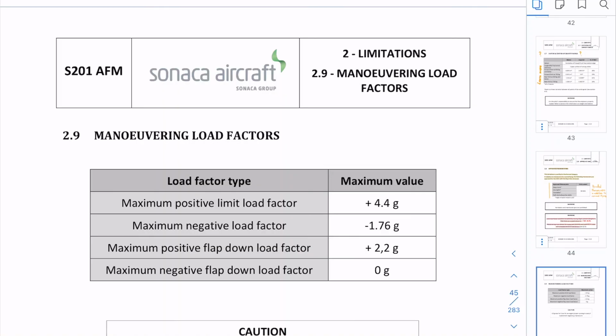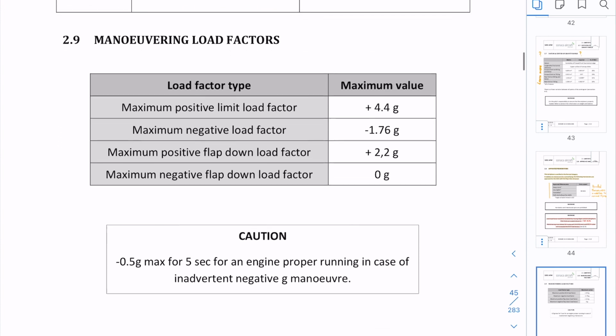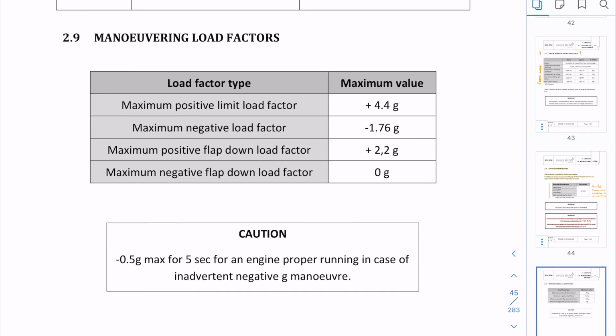And last but not least, among the limitations specified in the AFM, you will also find the G-load limitations, the maximum level of constant force that can be applied to the aircraft in various maneuvers. All this information and all these instructions are crucial to operate the aircraft safely. So if you are training to be a pilot, I highly suggest you read the AFM of your aircraft at least once.